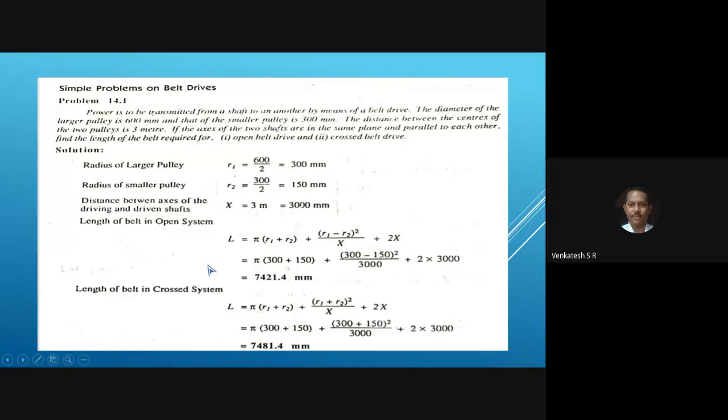Calculate the length of the belt in case of open belt drive in your calculator. Write down the values. 7421.4 millimeter, equal to 7.421 meters.